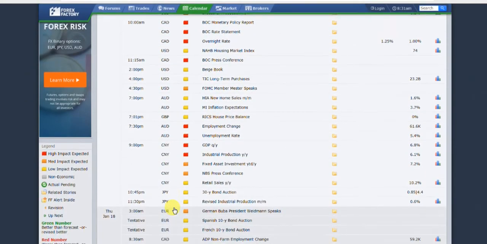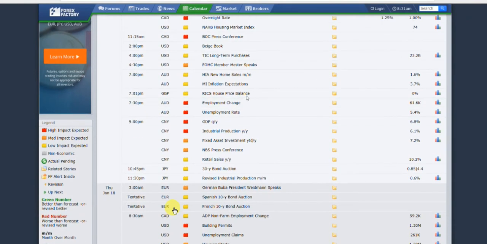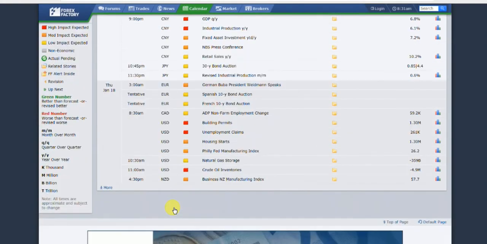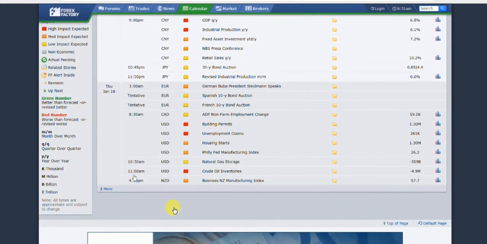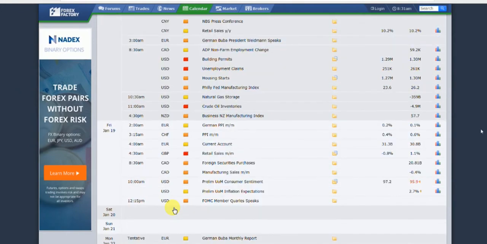And then later on, we have some Aussie employment and unemployment rate change, and so forth. So some key news releases, especially for the Chinese news, will also be coming out. And then we're going to finish off the week basically with some U.S. dollar red folders. And then Friday's going to be pretty quiet, pretty calm, some pound retail sales.